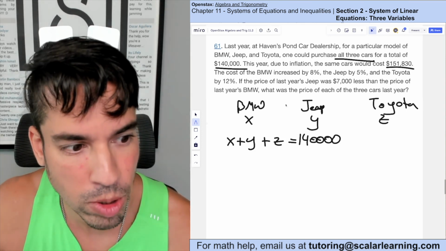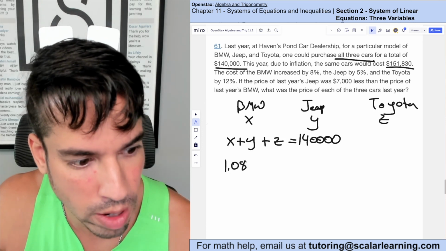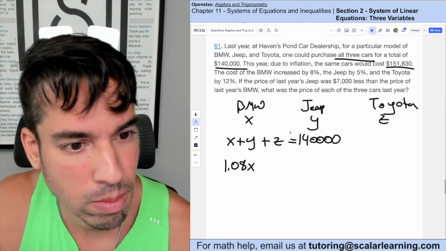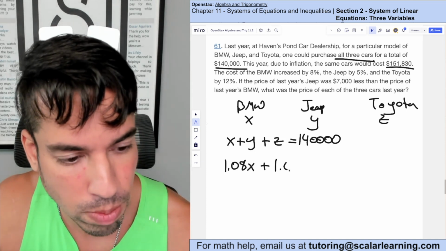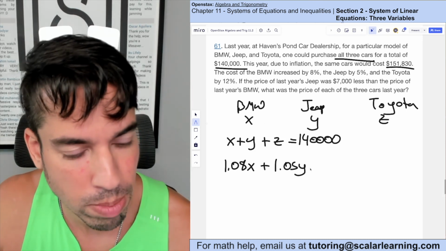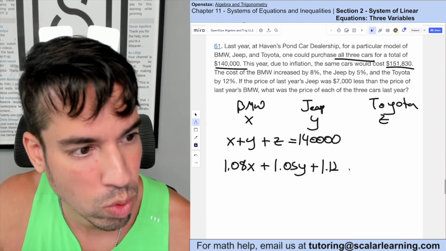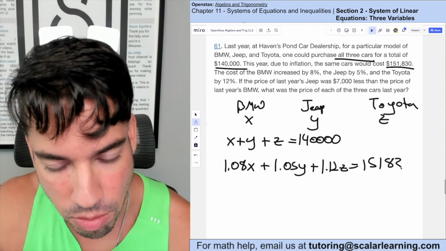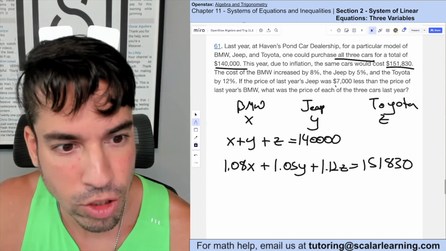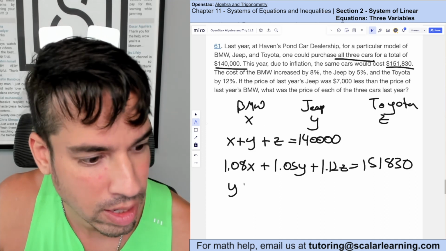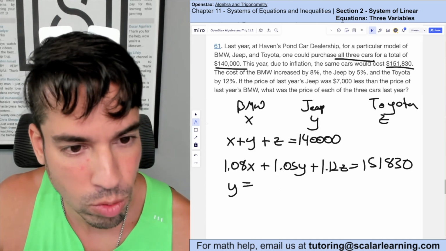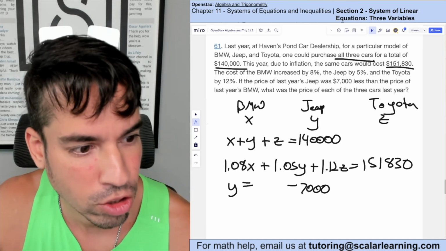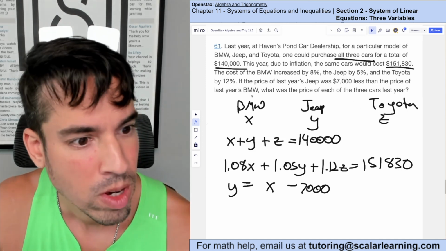The cost of the BMW increased by 8%, which is basically like multiplying it by 1.08. So 1.08 times x. The Jeep went up by 5%, so that's like multiplying it by 1.05. And the Toyota went up by 12%, which is like multiplying it by 1.12. And then the new total is going to be 151,830. Finally, we said the price of last year's Jeep, which is y, is equal to 7,000 less than the price of last year's BMW, which is x. And what was the price of each of the cars?